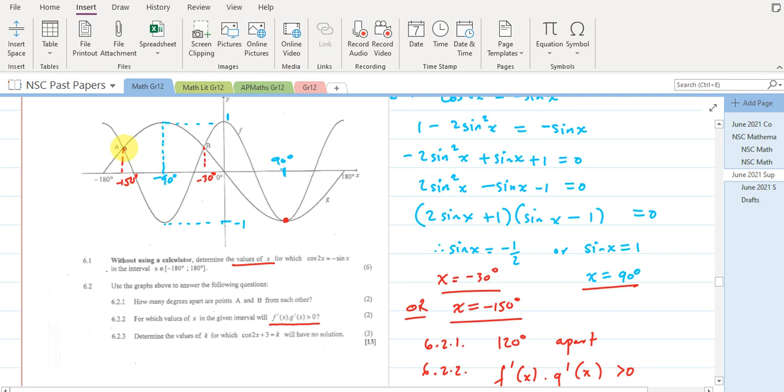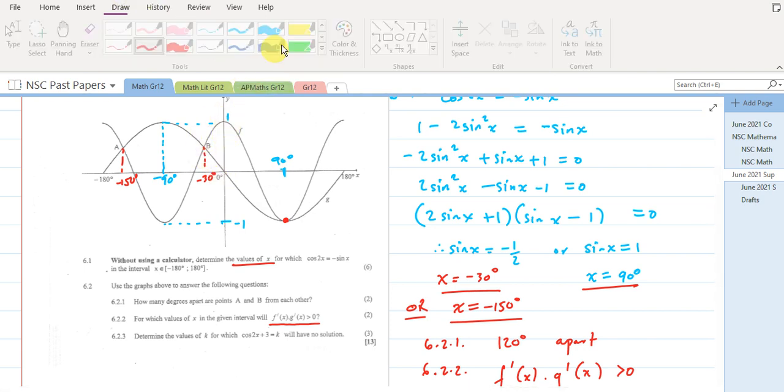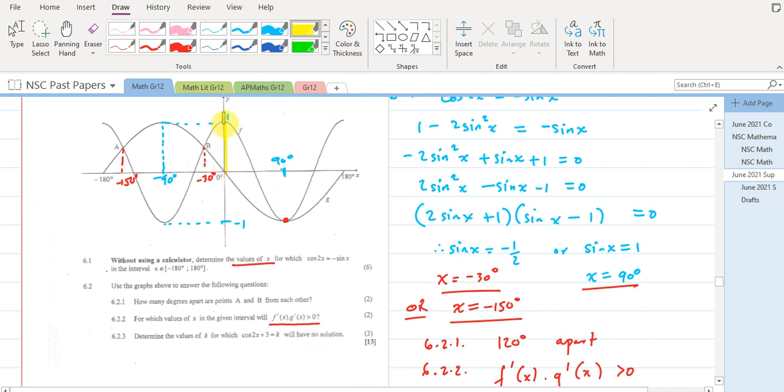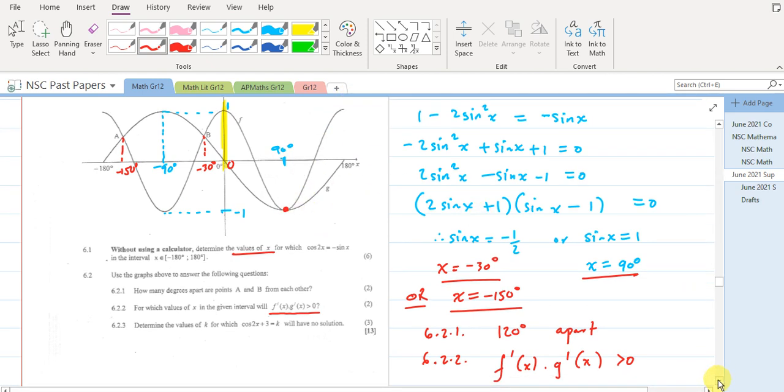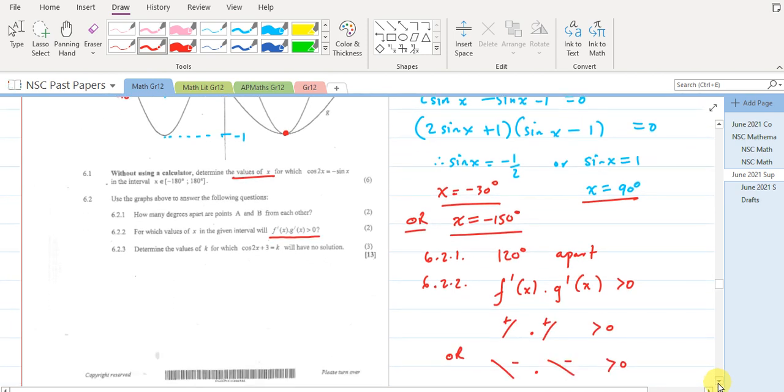So decrease, increase, no good. That's increase, decrease at 90, decrease, increase, no good. Then what we're looking at here, that's decrease, that's increase. Yes, so I can find a point here. We can see from 0 to 90, this function is decreasing and that is decreasing. So 0 to 90, and from 90 to 180, increase.